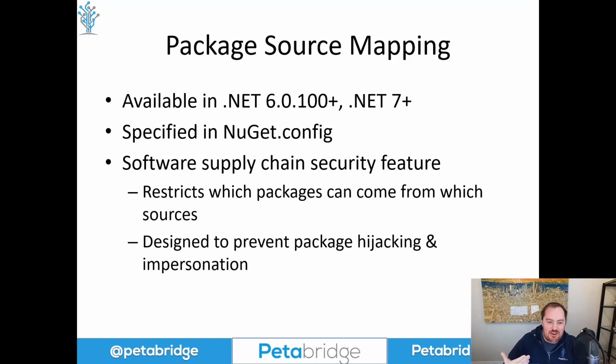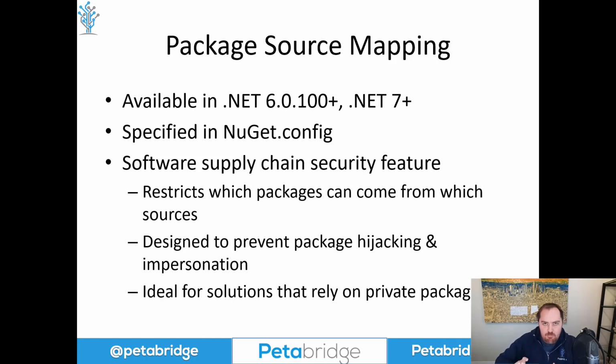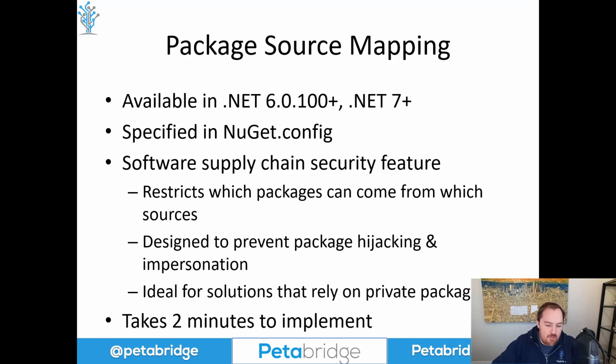Therefore, I could essentially infiltrate your build environment without you knowing it if you didn't have this type of security feature enabled. So this is designed to help make your private packages only come from sources that you trust, is the whole idea behind this. So it's meant to help make sure that this package comes from this source, that package comes from that source. And it only takes about 2 minutes to implement.